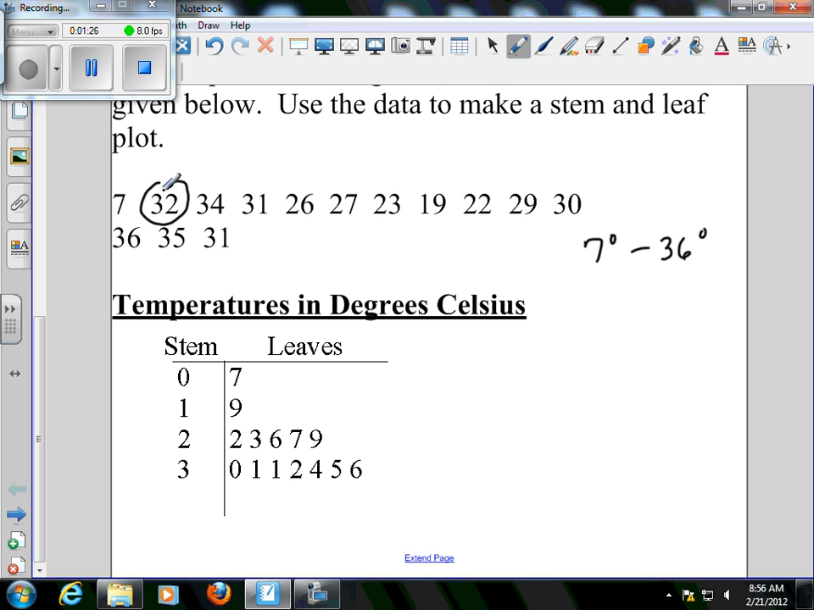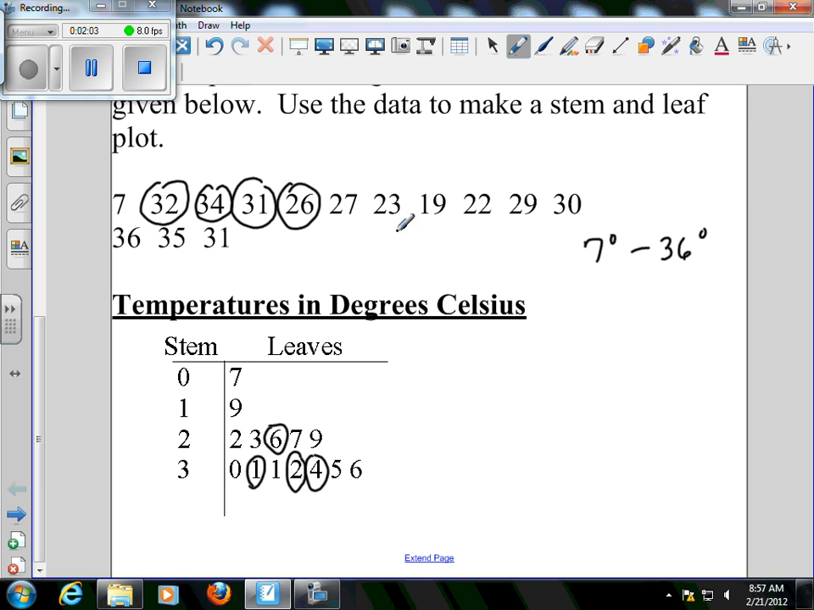For instance, 32 can be found here. Now notice I have put our leaves, the second digit, in order. The second digit is called leaves. 34 can be found here with the 4 next to the 3 for 34. 31, the one in the row with the 3 for 31. 26, the 6 would go in the row with the 2's representing the 20s, so 26. 27 right here. 23 here, and so forth.